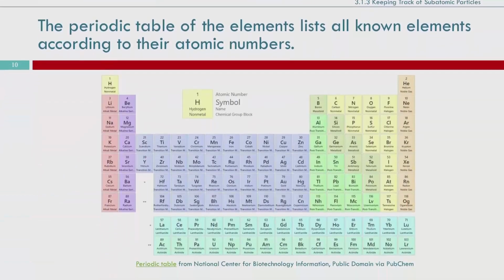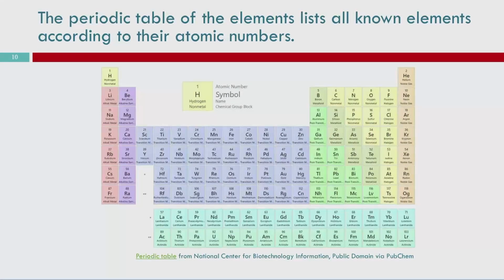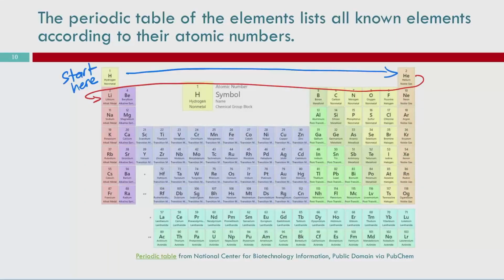If we look at the periodic table, our modern periodic table lists all of the known elements, all 118 of them, according to their atomic numbers. And we start counting from the top. And then we move over to the end of the row, and then we jump around to the start of the next row, and we count up, and we move across, and then we move to the next row, and so on and so forth all the way through.